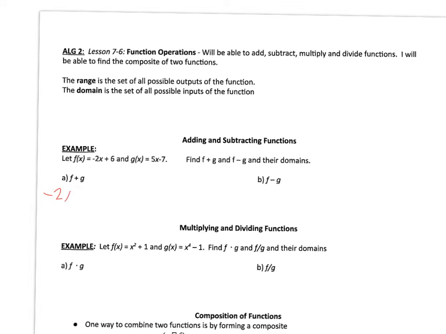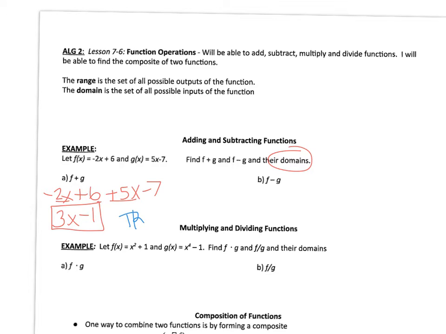So you're going to add negative 2x plus 6, and then you're going to add it to 5x minus 7. So negative 2x plus 5x is 3x minus 1. Now to find the domain, think of all of the x values that you could possibly put in there. Are there any restrictions? So is there a denominator? Is there a square root that you can't have a negative number for it to be a real number? There's not. So the domain is all real numbers.